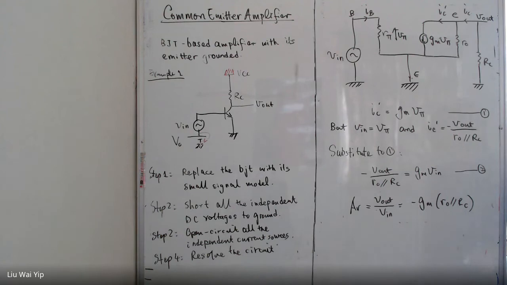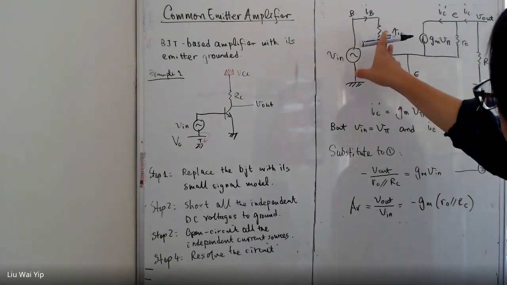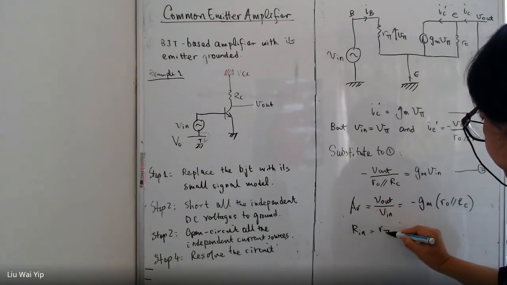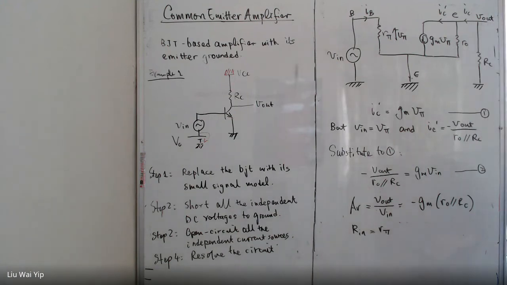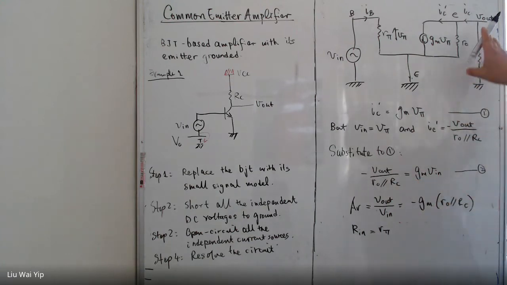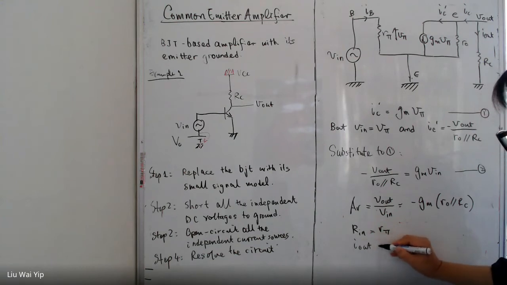And how about the input resistance? The input resistance by direct observation is r pi. The output resistance is RC. And how about the current gain? First of all, in order to find the current gain, we need to know the output current here. By direct observation, IR is equal to minus IC.